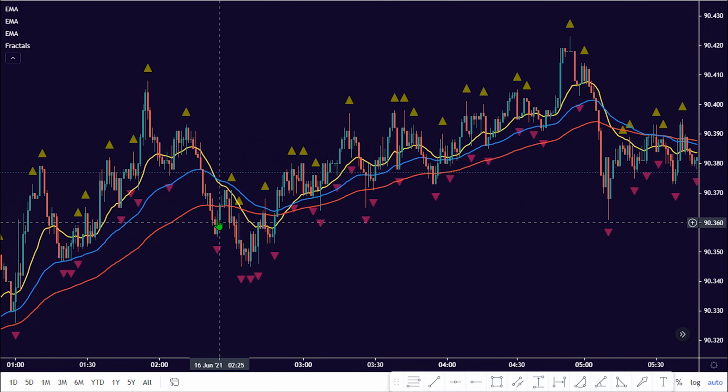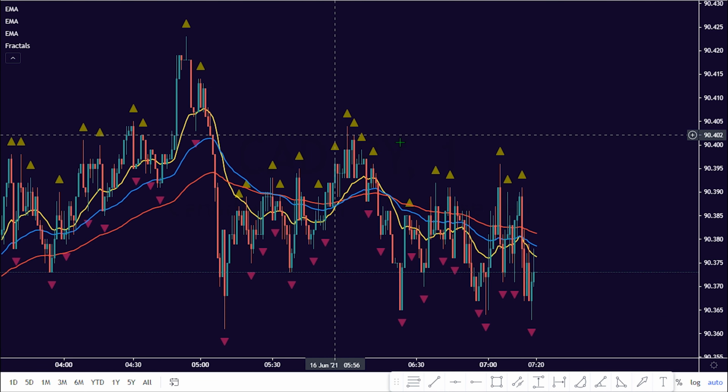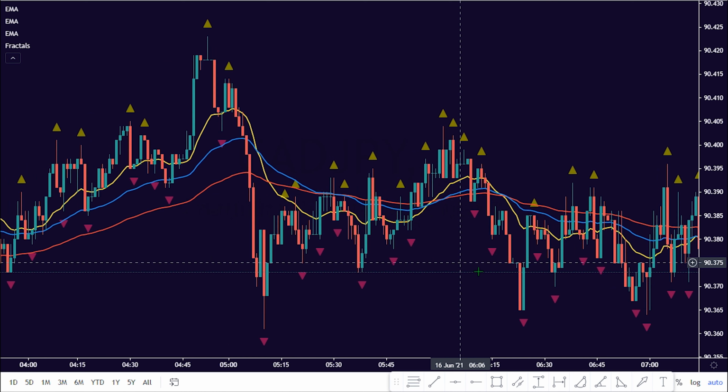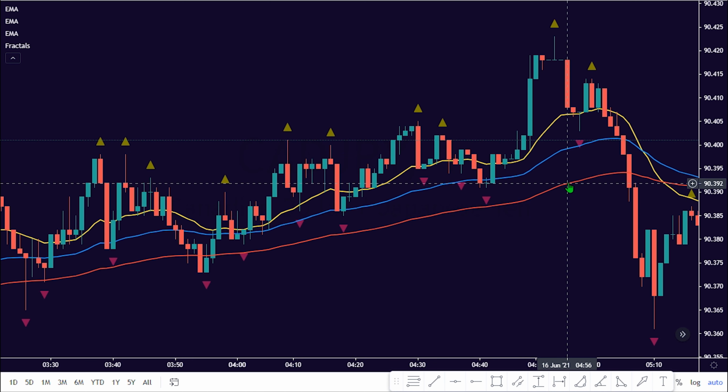Take note, we will have to focus on trending markets and not a market trading within the range or a choppy market. Before I start showing you how this strategy works, I need to let you know my preferred parameter settings for the EMA and fractal indicator.